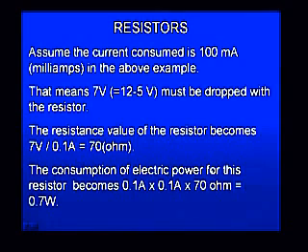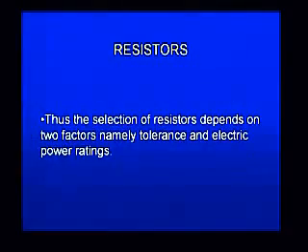The consumption of electric power will have to be worked out by using the I squared R formula, in this case 0.1 ampere into 0.1 ampere into 70 ohms, which is just about 0.7 watt. Therefore, in general, if it is about 0.7 watt, it is better to use about twice the value as the actual safe value of resistance.